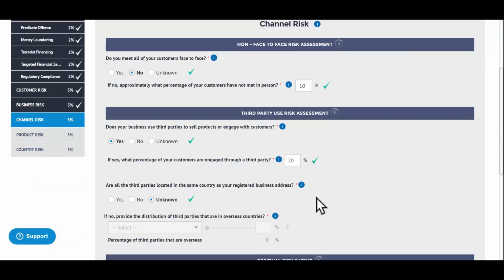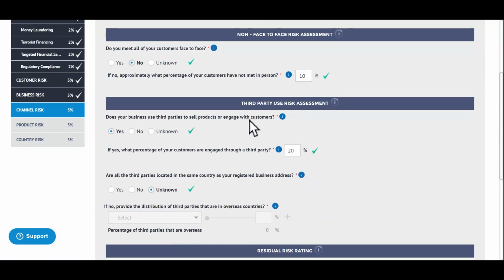Similarly, the risk assessment seeks to determine whether business is conducted via third-party agents, such as sales agents or introducing brokers who may be representatives acting on behalf of your organization, and therefore expose your organization to higher levels of risk if those agents were acting in a way to facilitate criminal activities.